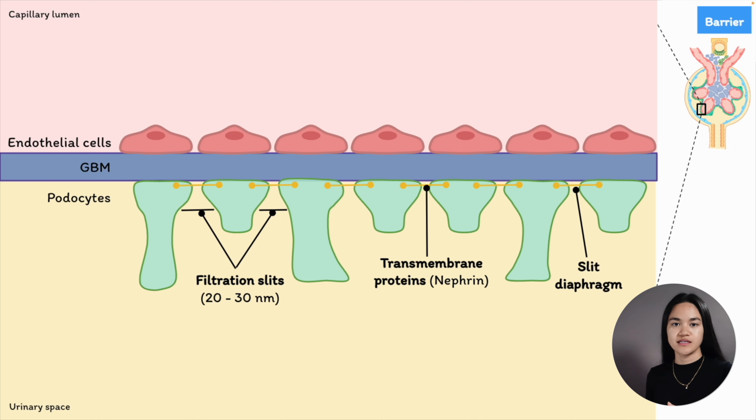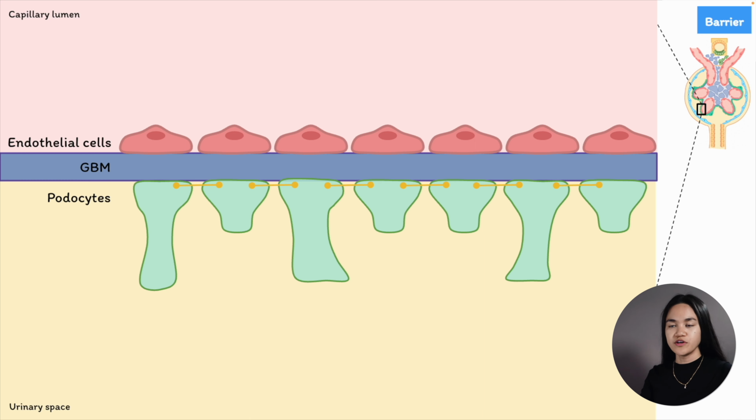Let's now put everything together and summarize the components of the filtration barrier, or the glomerular filtration apparatus, and go through what can and can't pass through this barrier into Bowman's space. So there are 3 parts. The first layer is the fenestrated glomerular capillary, then the glomerular basement membrane, and finally the podocytes, the foot processes with the filtration slits.